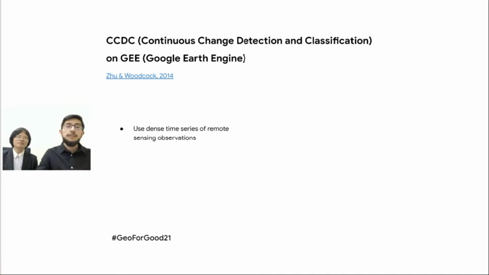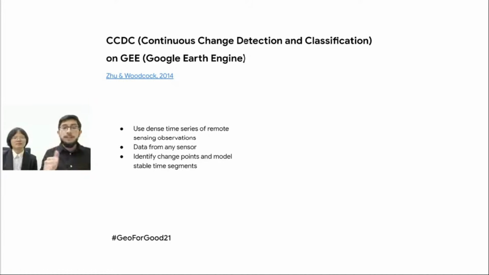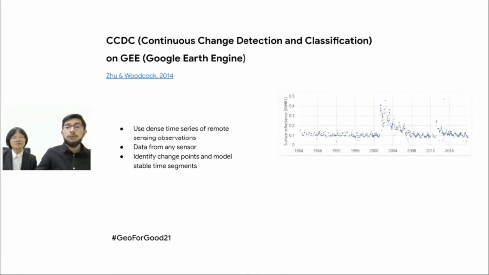So CCDC uses dense time series of remote sensing observations. Typically, this has been Landsat observations, but we can really use this with data from any sensor. And what CCDC does is that it identifies change points and then models stable time segments between those change points. So an example of how that works is shown here.